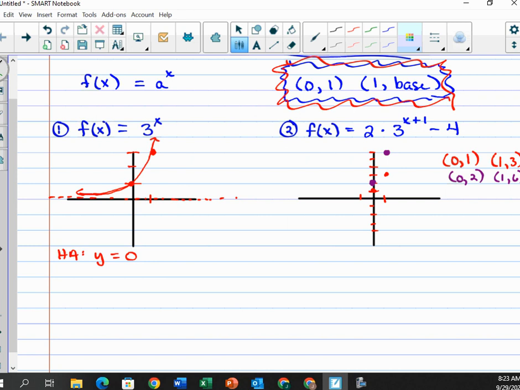So then the final step we have to do is the shifting. So up, down, left, right, where am I going? Left 1 and down 4, good. And I'm going to do that just in one step. So each purple point, I'm going to count left 1, down 4. So left 1, down 1, 2, 3, 4, 1, 2, 3, 4. So my green dots are the 2 dots that I need for my graph.